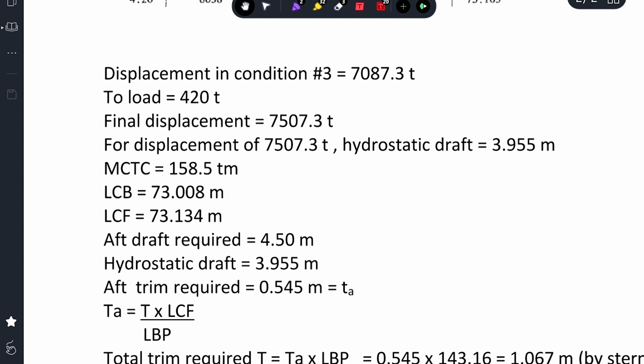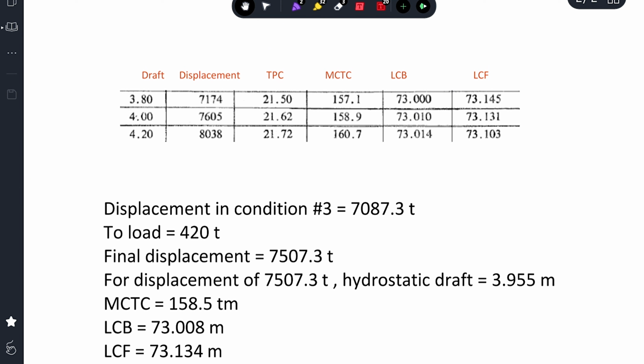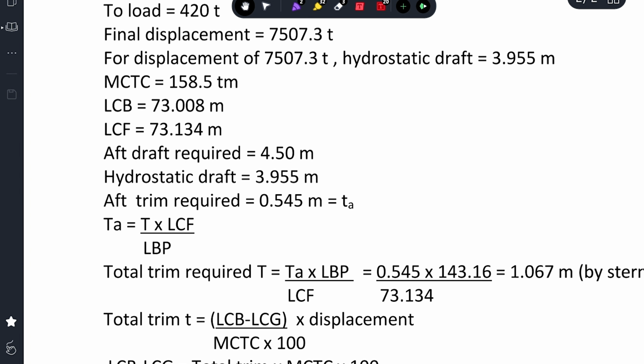Now in the same line, I will be extracting MCTC, LCB and LCF for the same displacement of 7507.3, for which I got the hydrostatic draft. For the same final displacement, I will extract MCTC, LCB and LCF. It's all here. So interpolate for 7507.3 displacement. The same way you interpolate for hydrostatic draft, the same way we will interpolate for MCTC, LCB and LCF. And note down the values. MCTC 158.5, LCB 73.008, LCF 73.134.